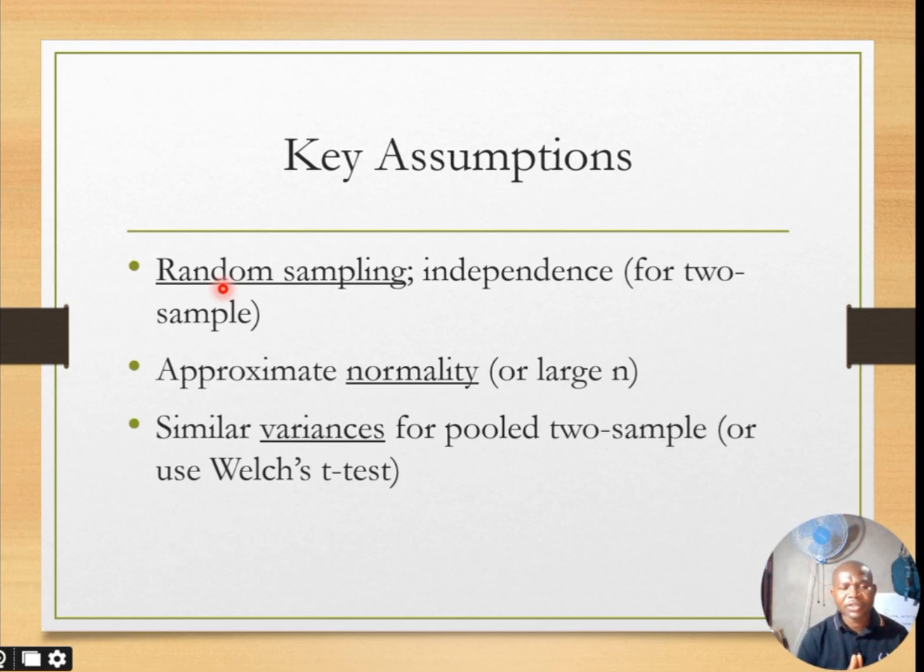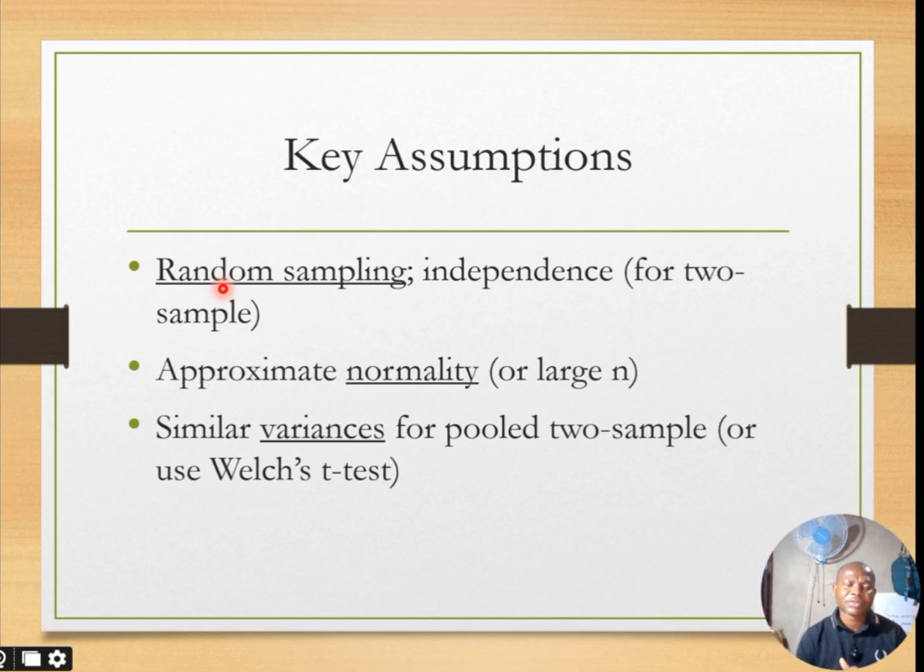Now the second assumption is normality. The sample we are dealing with must be normally distributed. In other words, when we plot a frequency distribution curve for our data set, that curve must follow a normal distribution pattern. Good.